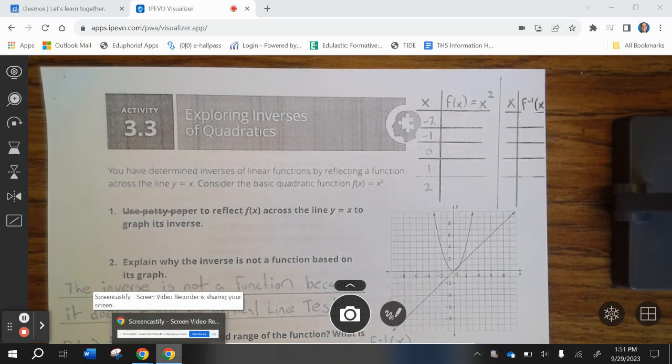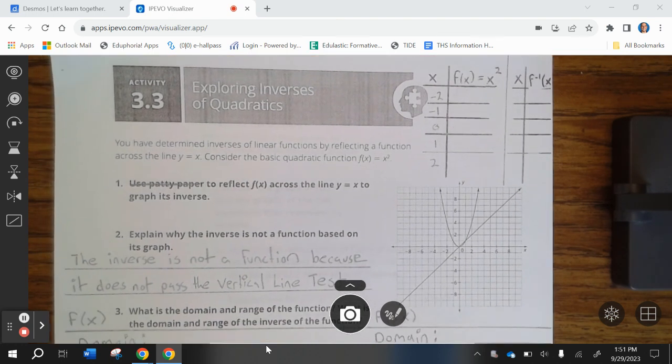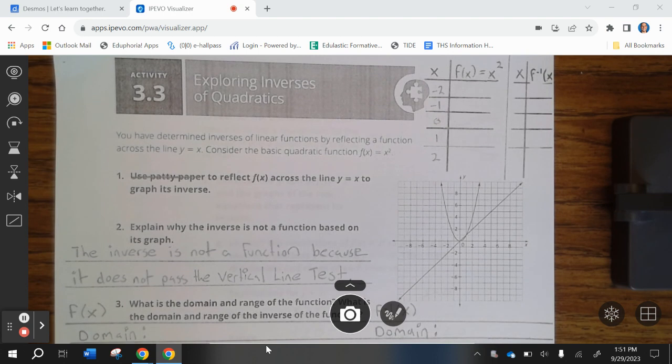Okay, so we're in activity 3.3, exploring inverses of quadratics. You've determined inverses of linear functions by reflecting a function across the y equals x line. Consider the basic quadratic function f of x equals x squared. Reflect f of x across the line y equals x.